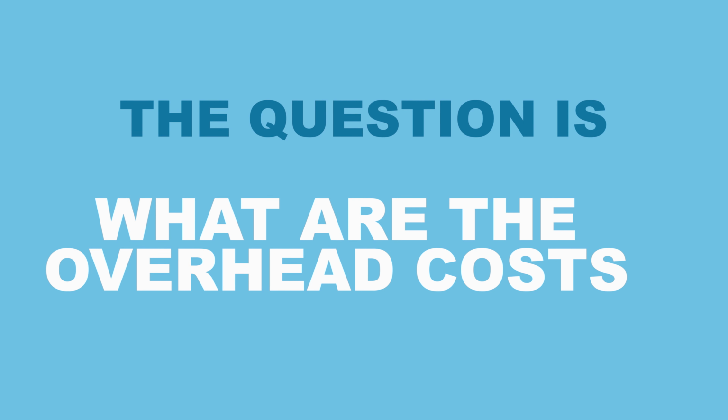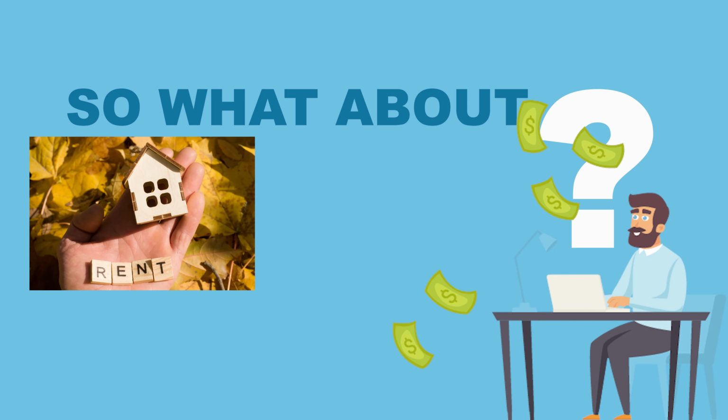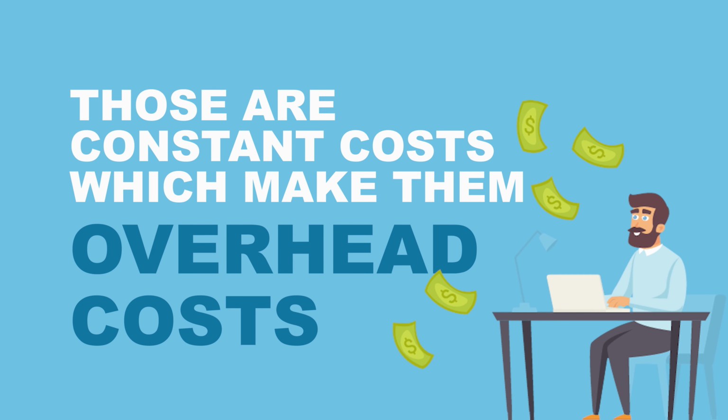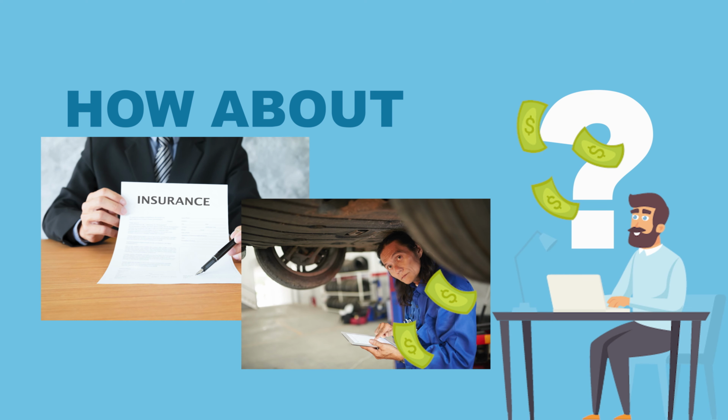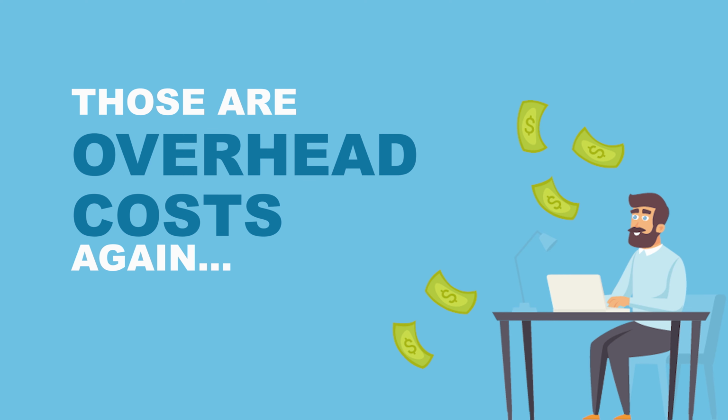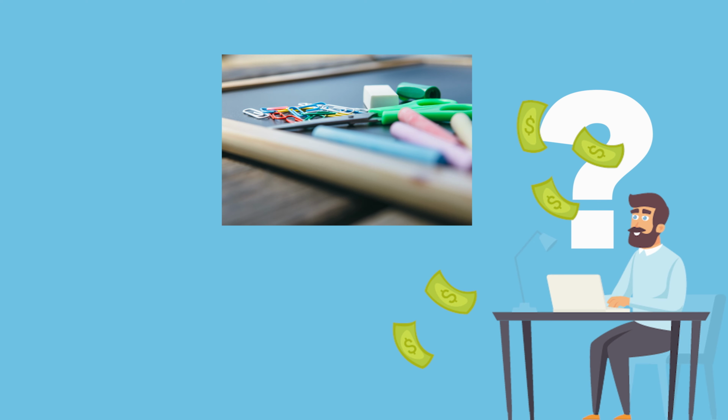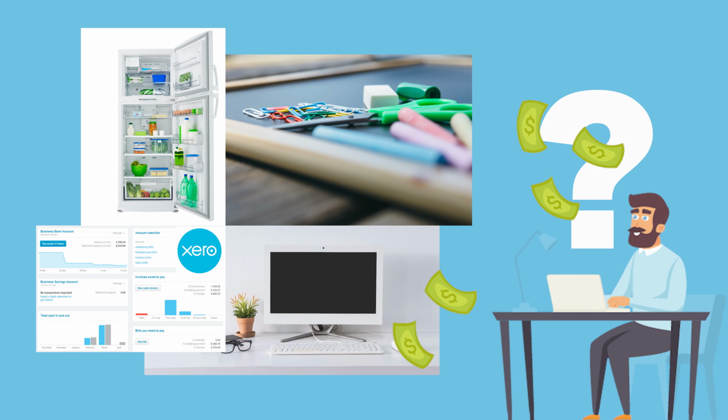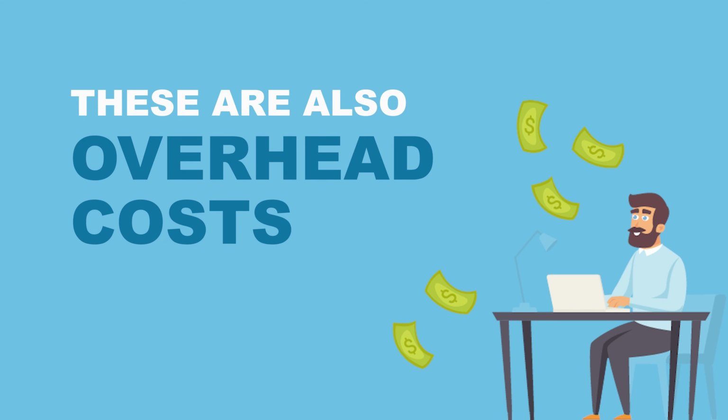So for you to do the same, the first question is, what are the overhead costs? These are your fixed costs that don't result directly in sales. Overhead costs are ongoing costs that you have to pay regardless of your sales. Now you may ask me, what about rent and utilities? Those are constant costs which make them overhead. Well, how about insurance and maintenance costs? Those are overhead costs again. Now, office supplies, computers, fridge, accounting software, these are also overhead costs.